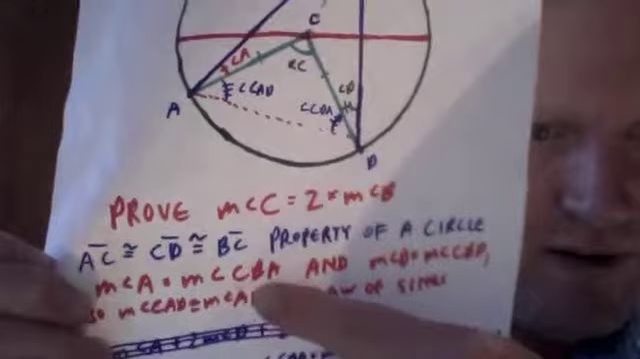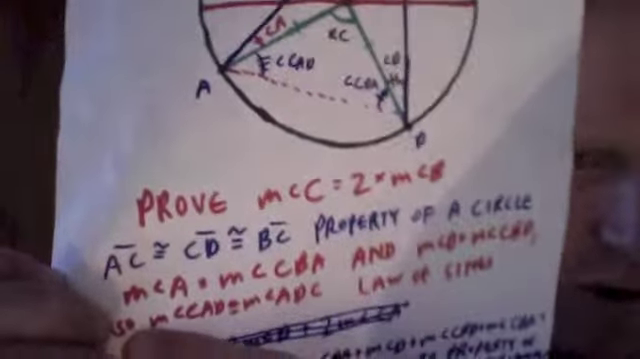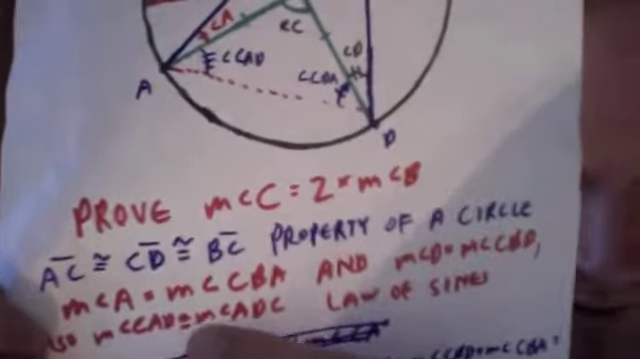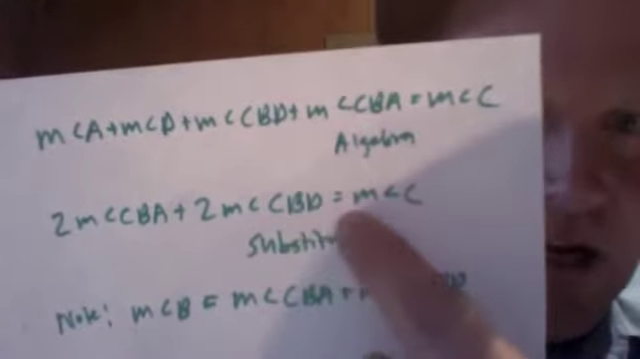Remember our equalities here in this line? Measure of angle A is equal to measure of angle CBA, measure of angle D is equal to measure of angle CBD. Also measure of angle CAD is equal to measure of angle ADC. Well, if you substitute in using those, you will get 2 times the measure of angle CBA plus 2 times the measure of angle CBD is equal to the measure of angle C. Okay, that's again because I have angles that are equal.